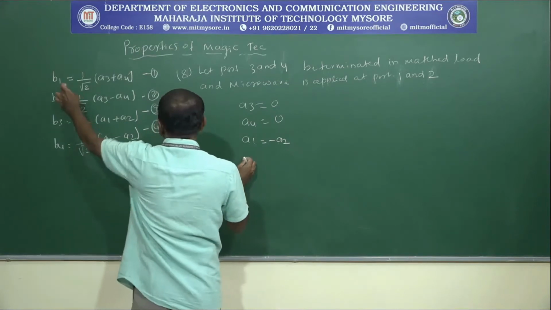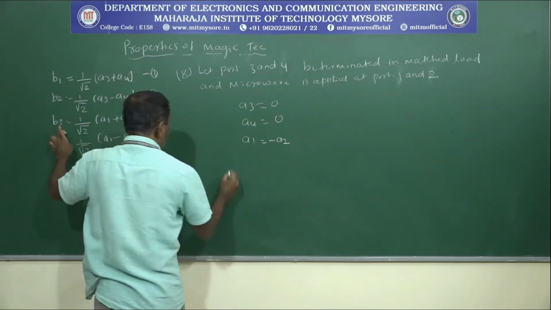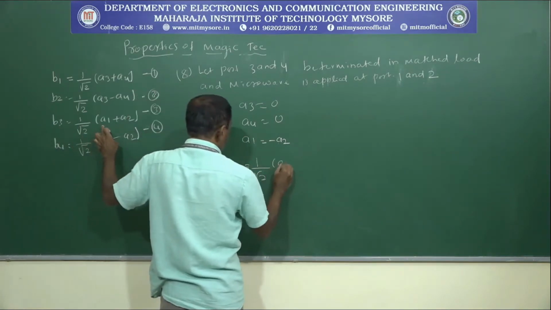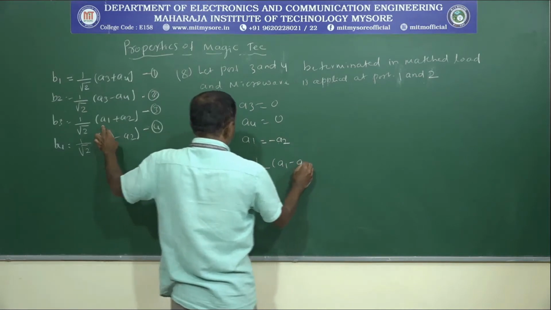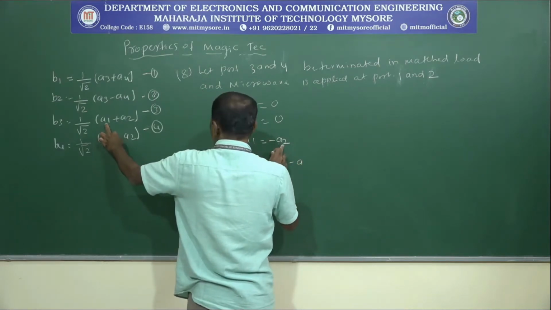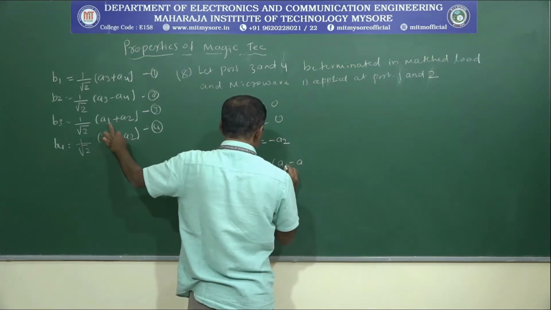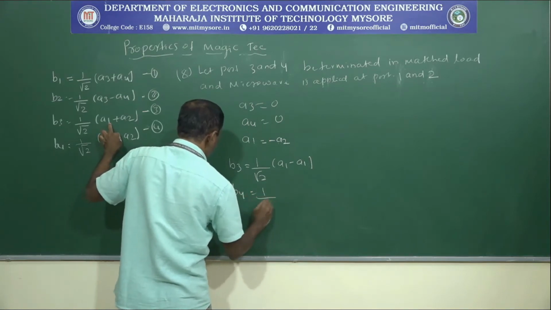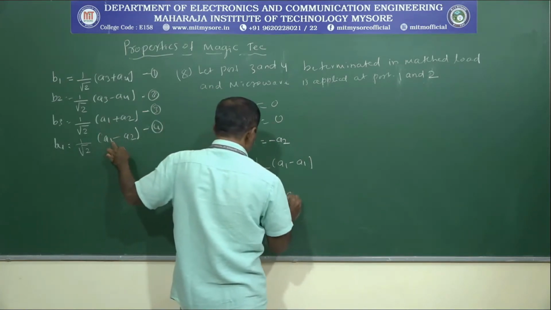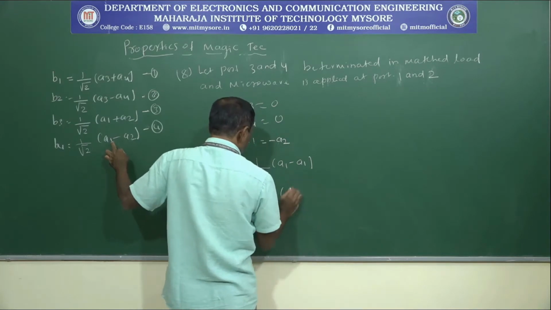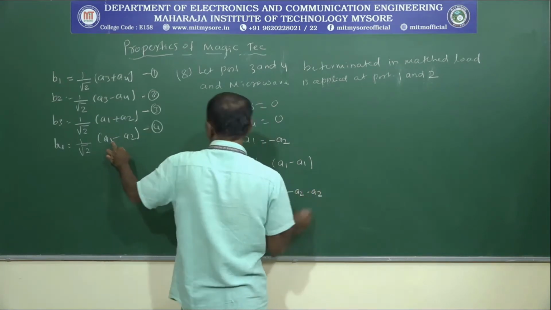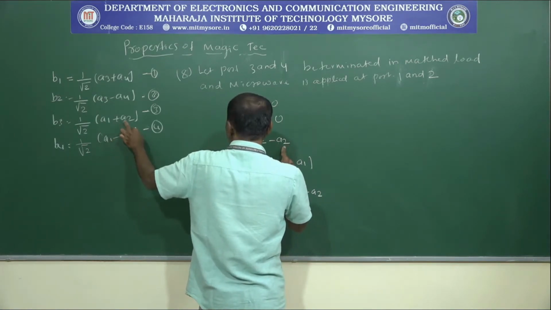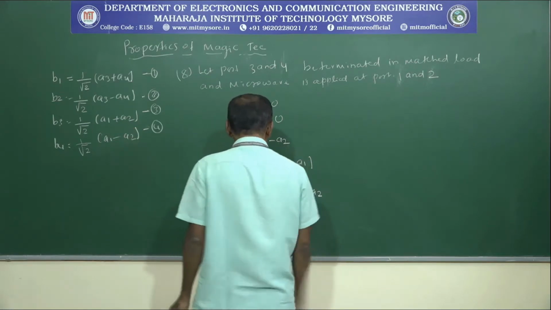Then B1 is going to be 0, B2 is going to be 0, and B3 is equal to 1 by root 2 times A1 minus A2. This A1 is equal to minus A2, so you can write B3 as A1 minus A1. And B4 is equal to 1 by root 2 times A1 minus A2, and at this particular place A2 is equal to minus A1.